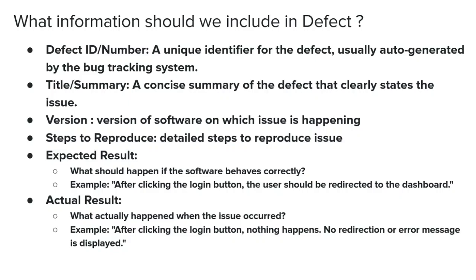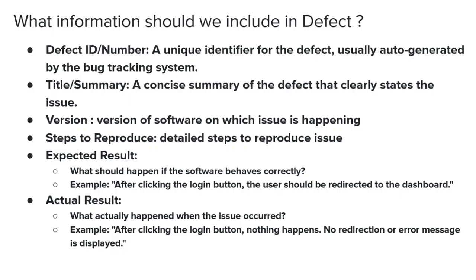Steps to reproduce the issue. As a QA, we should always note down the exact steps on which the issue has occurred so that it is easy for the developer to understand and replicate that issue. We should mention all the detailed steps to reproduce that issue. Expected result: what was the expected result for that behavior? Whenever you executed that test case, what was the expected result for that test case? That also we should mention in the defect.